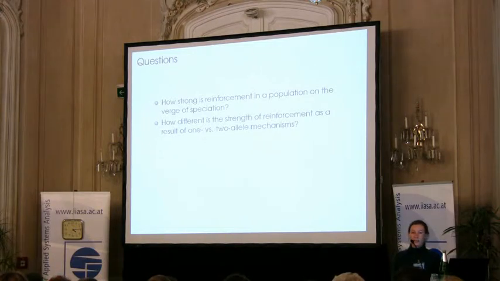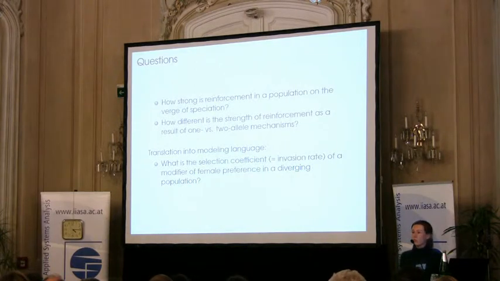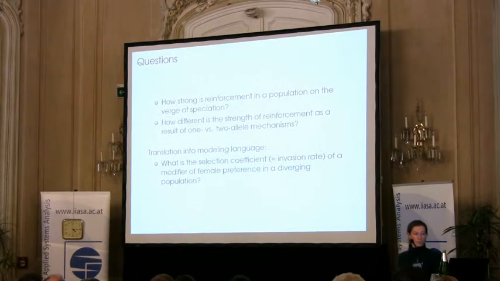In particular, we're asking how different the strength of reinforcement is as a result of one or two allele mechanisms. If we translate this into modeling language, this means that we're asking for the selection coefficient or the invasion rate of a modifier, in our case of a female preference, in a diverging population.